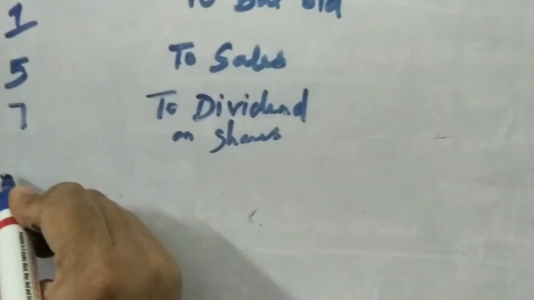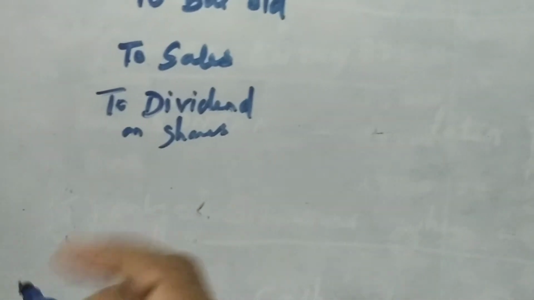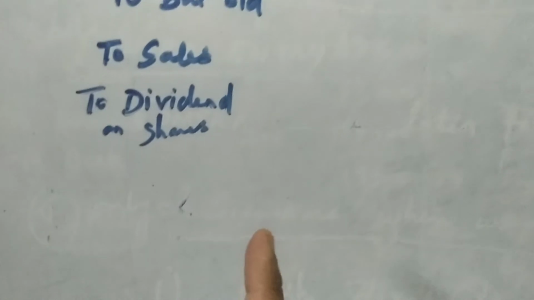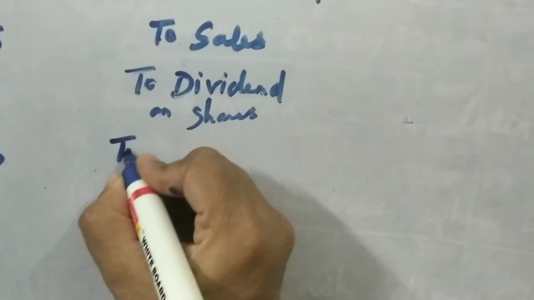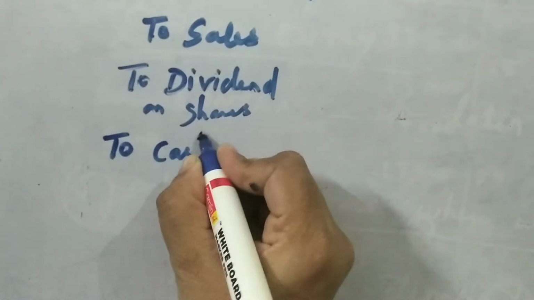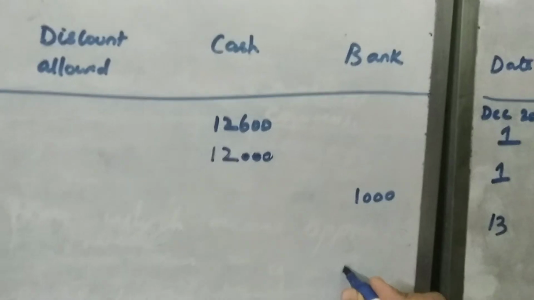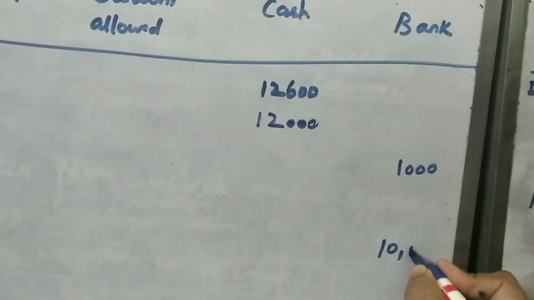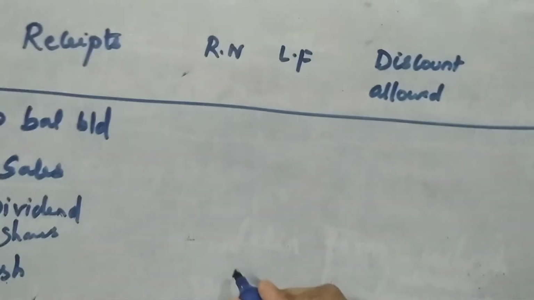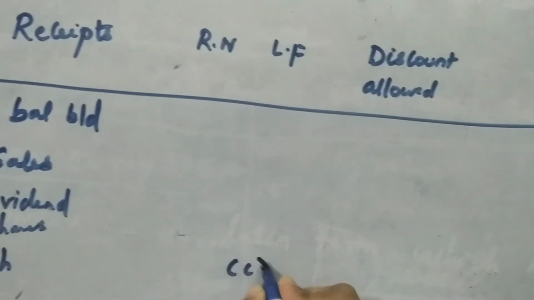Similarly, on the receipt side, same date. As I told you, contra entry will be recorded on both the sides. So you will write to cash. Write the amount in the bank column, 10,000. And in the LF column, mark C. The C stands for contra entry.